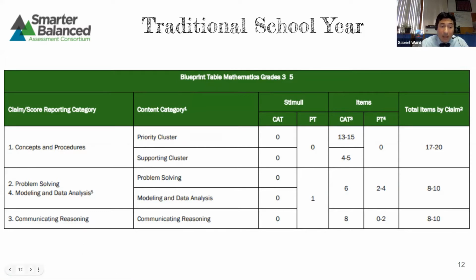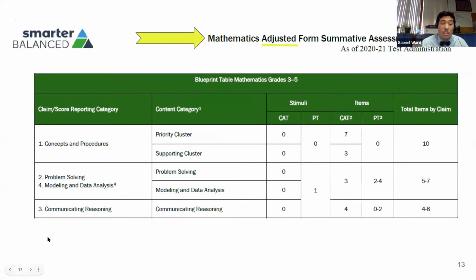Now, if you compare that with this year, as I mentioned, we have an adjusted, as they refer to it, and you can see it up there, that adjusted blueprint. We're looking at almost half of the quantity of items. So in claim 1, now we're looking at 10 total items. Claims 2 and 4, we're looking about 7 items. And then communicating, reasoning, or claim 3, we're looking at 6. So in a nutshell, we're looking at a significantly reduced assessment, both for language arts as well as mathematics, this year on the actual summative SBAC.